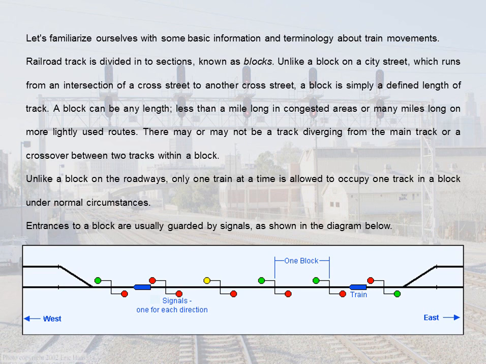A block can be any length, less than a mile long in congested areas, or many miles long on more lightly used routes. There may or may not be track diverging from the main track or a crossover between two tracks within a block. Unlike a block on a roadway, only one train at a time is allowed to occupy one track in a block under normal circumstances. Entrances to a block are usually guarded by signals, as shown in the diagram below.